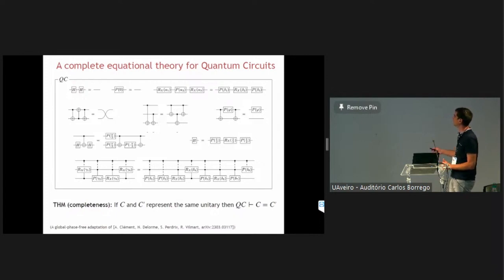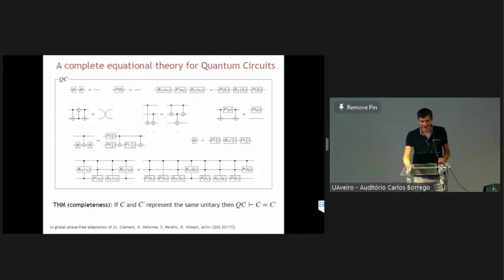Actually, the one I'm presenting here is a simplification of the original one of the Leakes paper. So this is an equational theory that we obtained recently with Alexandre Clément, Noé Delorme, and Renaud Villemard. Okay, so this is the complete equational theory for quantum circuits. And if you are not happy with this equation, which is acting on several qubits, there is a way to get rid of this, and I'm going to finish with this.